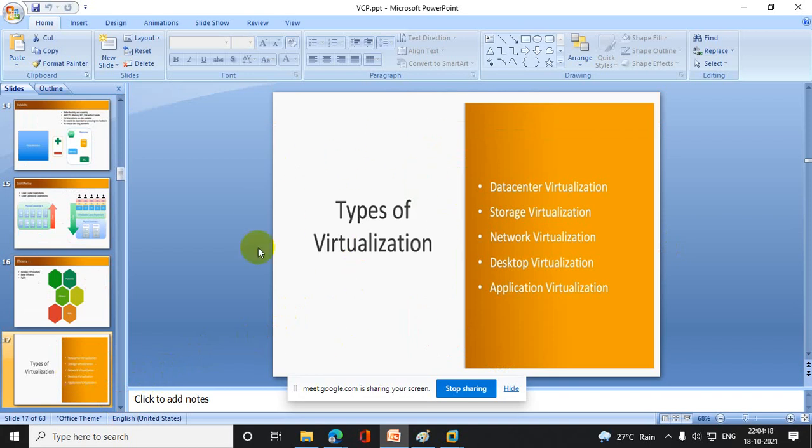Now, types of virtualization. For the last couple of minutes we have been learning the features of VMware. Now we learn the types of virtualization. What are the virtualization types? VMware not only virtualizes the server, it can virtualize the data center, storage, and network, and even desktop applications.